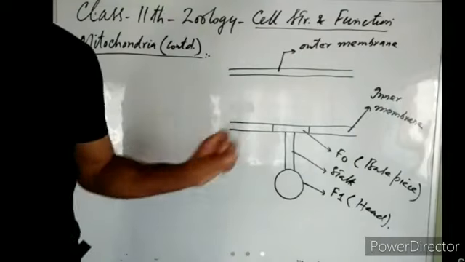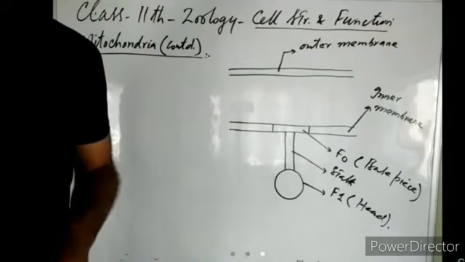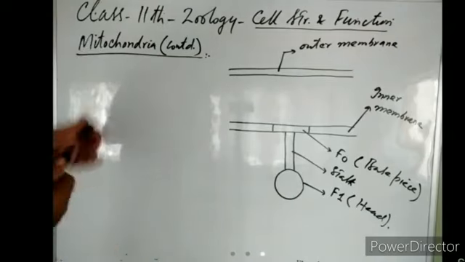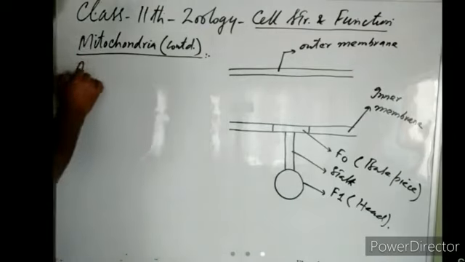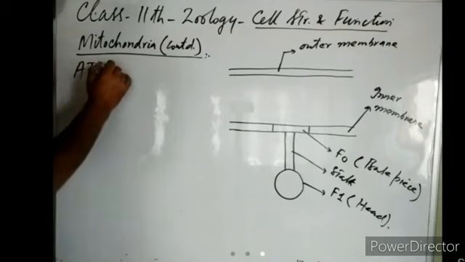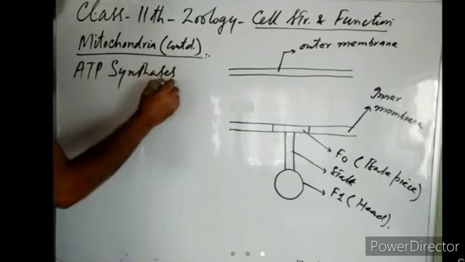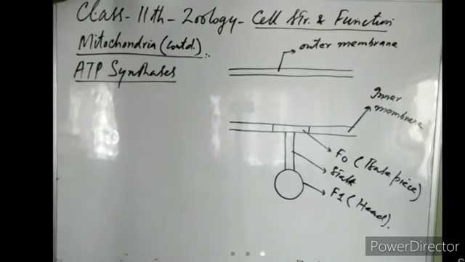So what is the function of these elementary particles? Why are they present in the mitochondria? As I told you yesterday, these elementary particles act as enzymes. They act as ATP synthase. They are involved in the formation of ATPs. So how do they form ATPs?